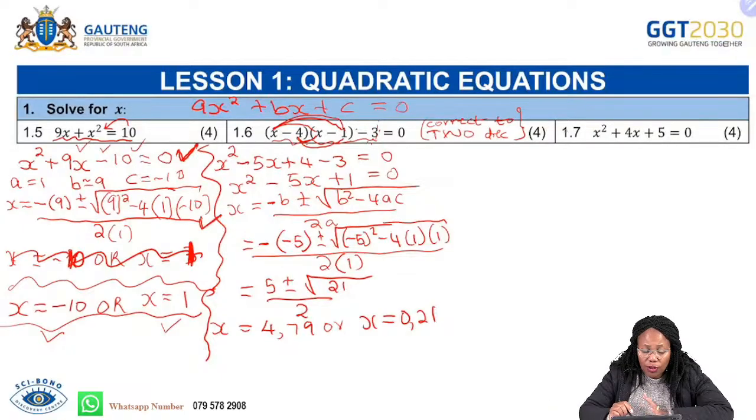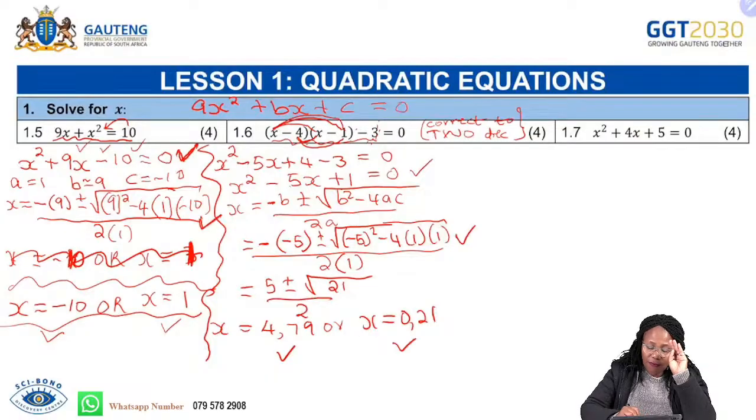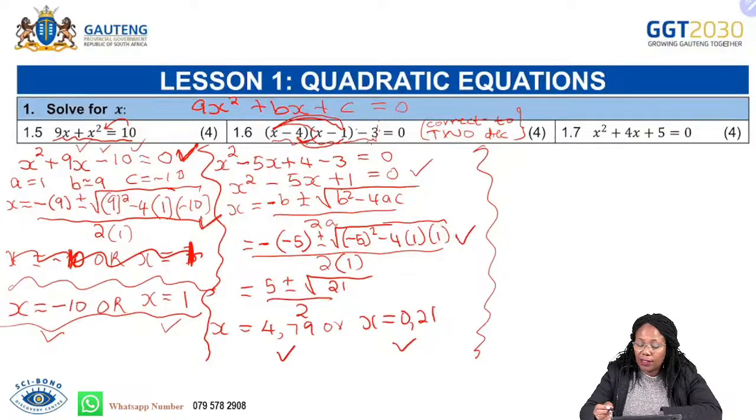And then now allocation of marks. Number 1 is for multiplying your bracket correctly and ending up with a quadratic equation. Second mark for substitution. The third mark for the x value. Fourth mark for another x value there. So that is your allocation of marks, your 4 marks, grade 12.